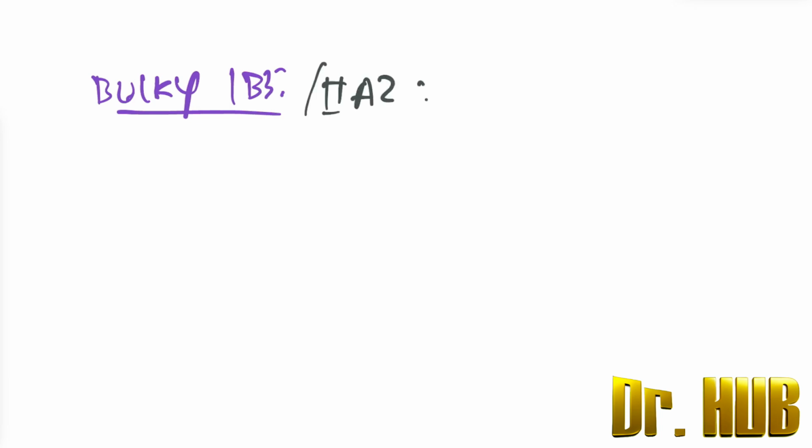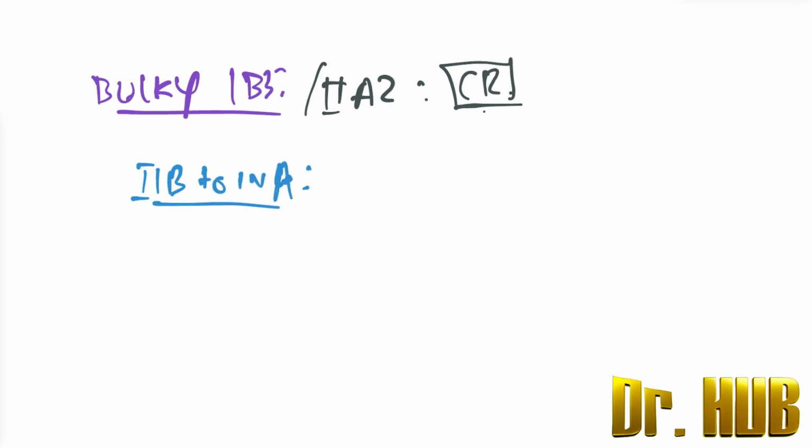Next, we move on to the bulky IB3. Under the bulky IB3, or the IIA2, what we do is the CR, that is the chemoradiation. Next, moving on to the IIB to IVA. In terms of IIB to IVA, what is done? It is nothing but the chemoradiation as well as the pelvic examination.